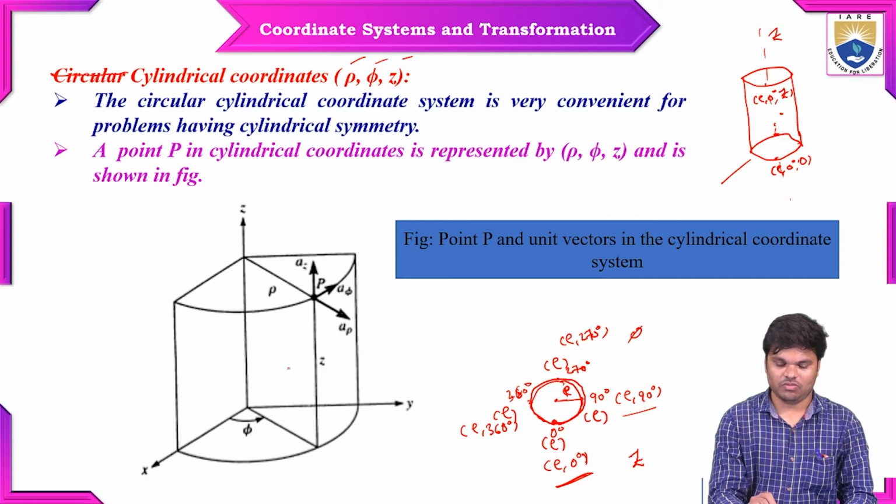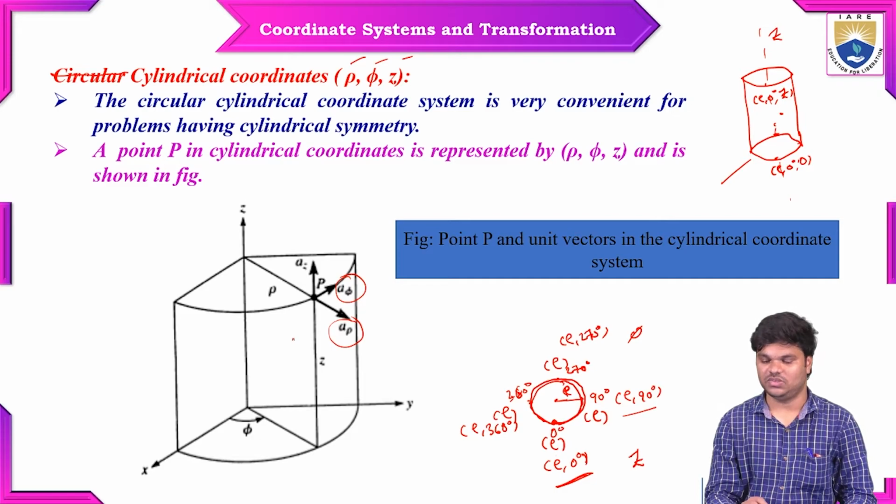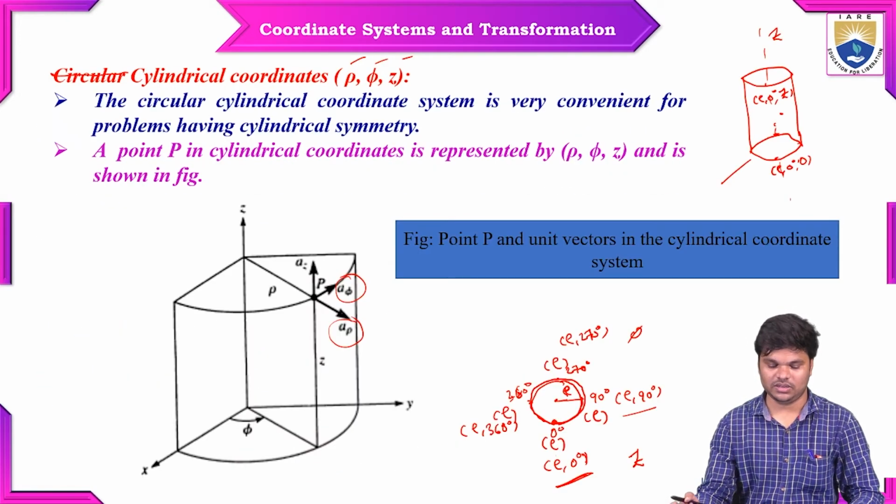And here we have unit vectors along the rho direction, unit vectors along the rho axis, along the phi axis, and along the z axis. How do we get these directions? That is another question here. Right.